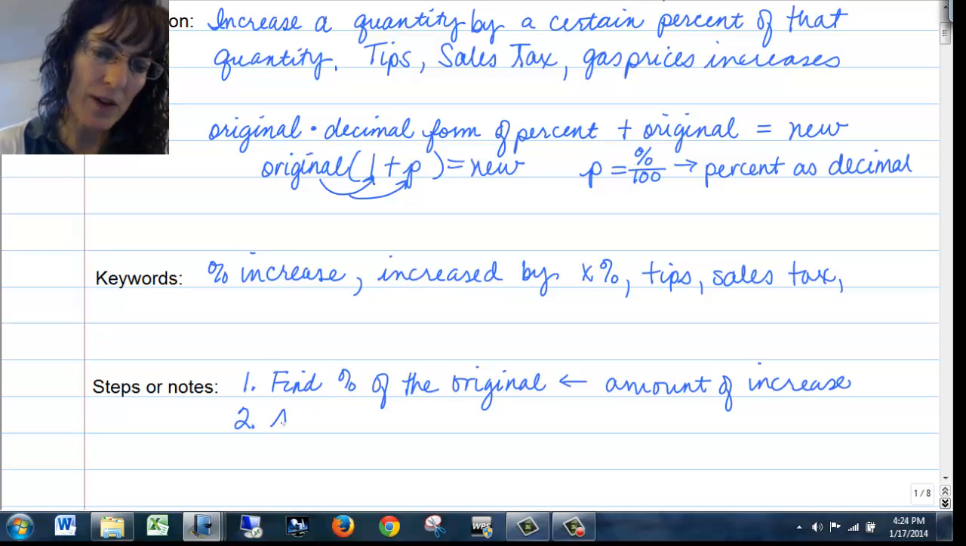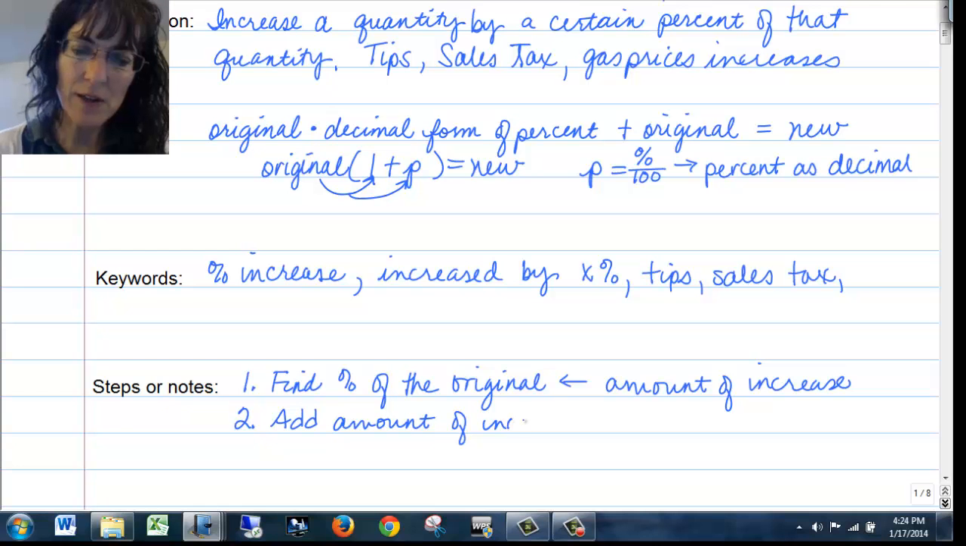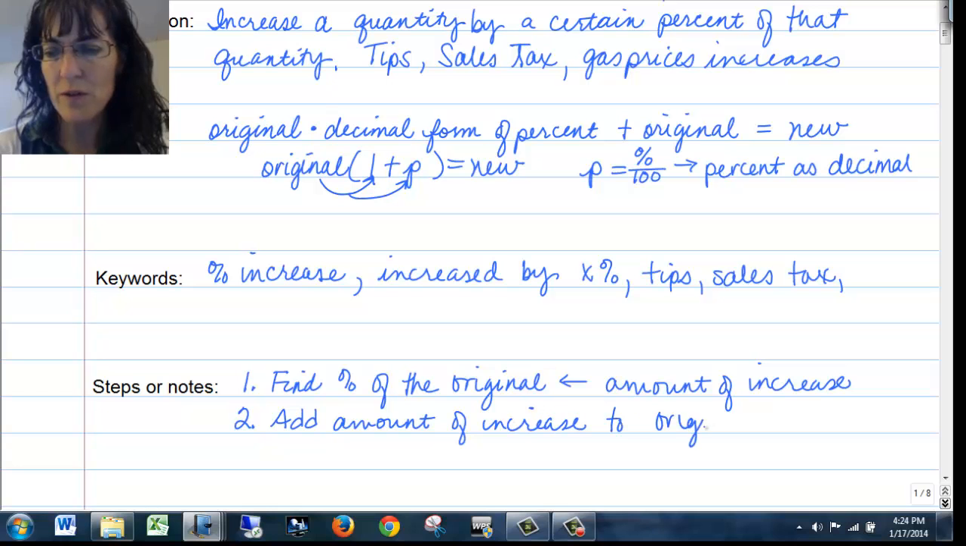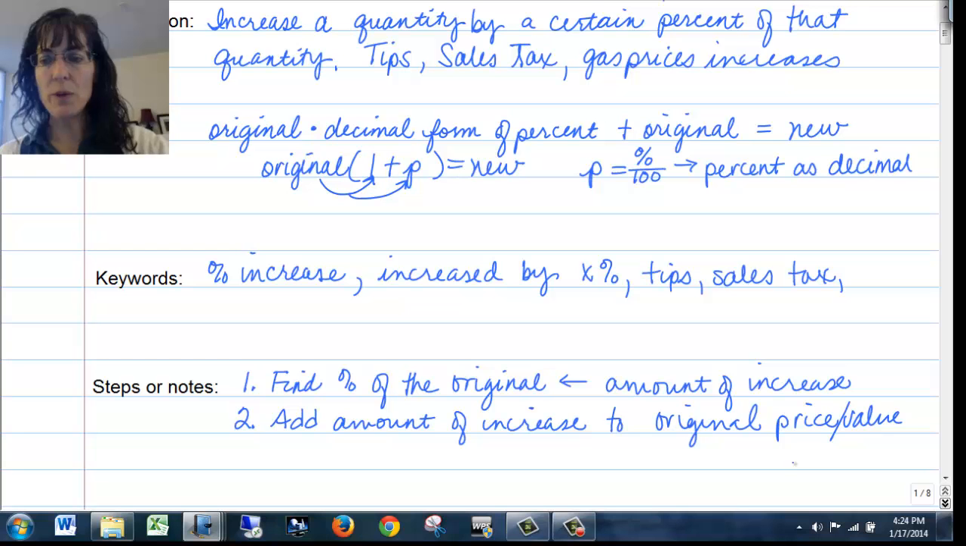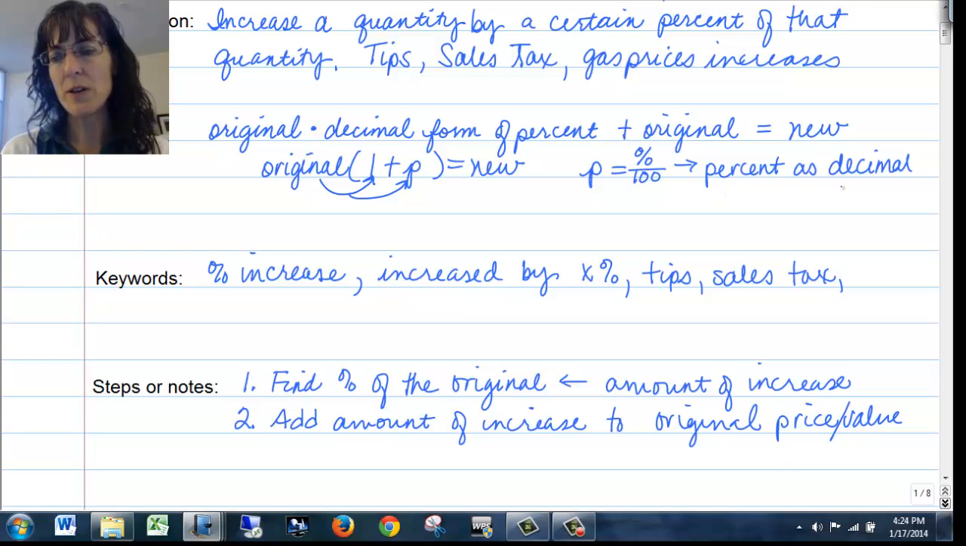And then we'll add that amount of increase to the original price or value. Okay, so that's if you're doing it by hand. If you use the formula, then you would want to, of course, find the percent as a decimal first, and then plug things into your formula and solve.